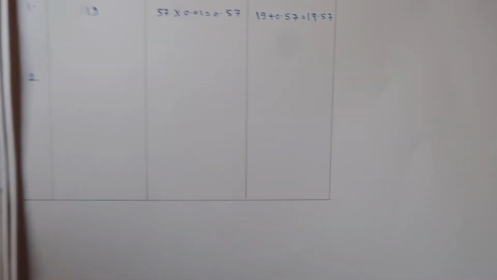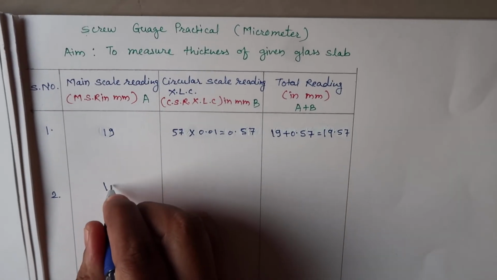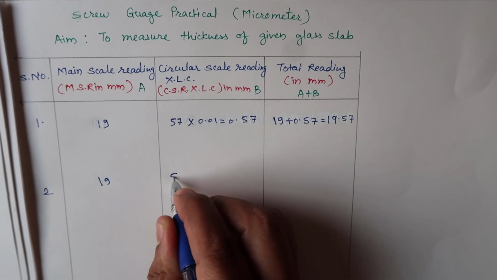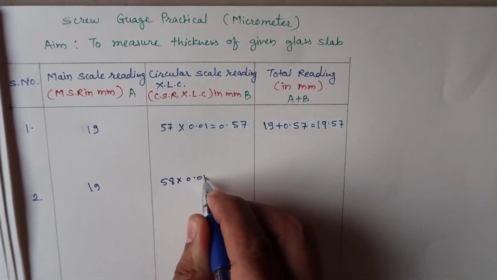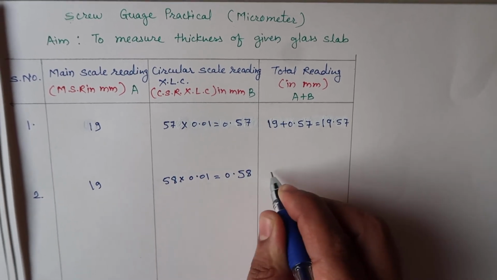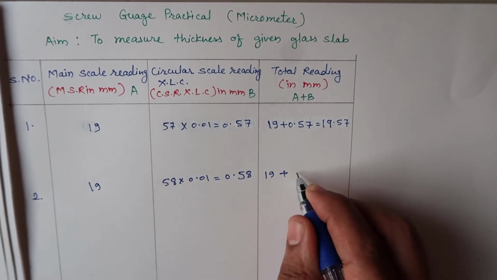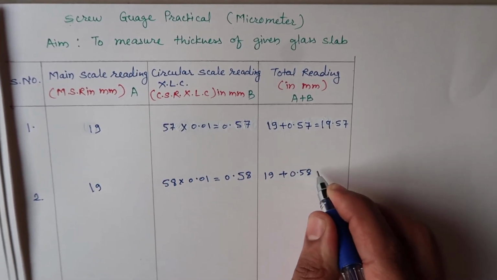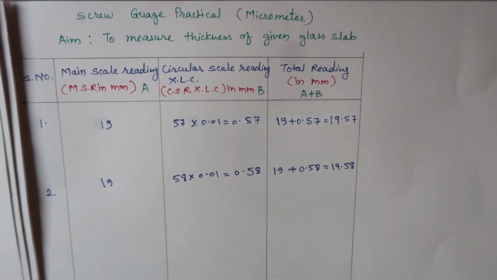so let us record this reading. Second one, 19 and this is 58 into least count, so it is 0.58. Then add these two values to get the total reading. It is 19.58 millimeter. The second reading.